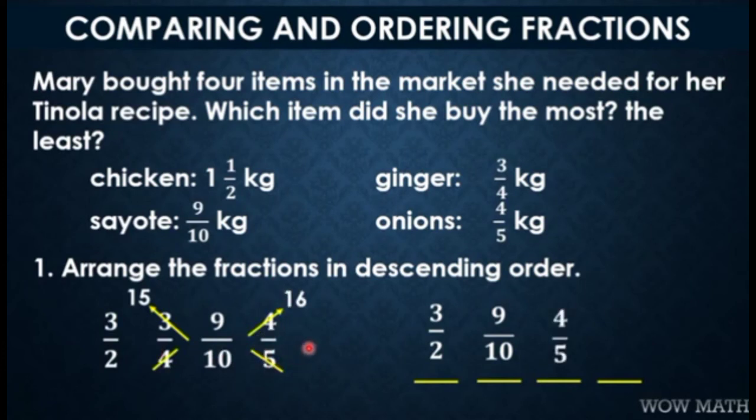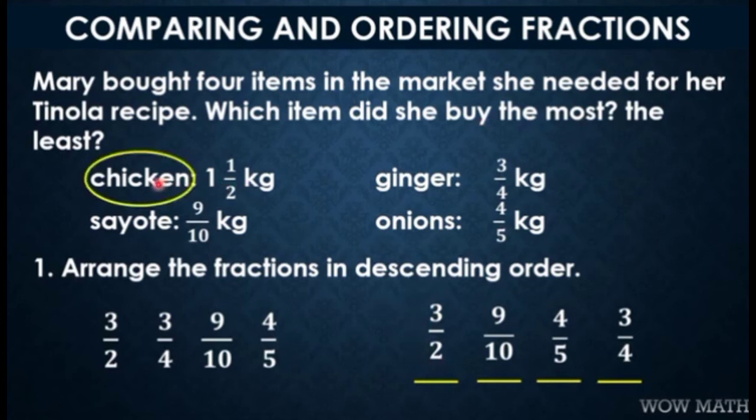4/5, so siya yung susunod. And then yung least natin, yung pinakamababa, that is 3/4. Alright, so let us go back to the question. Which item did she buy the most? So, ibig sabihin, 3 over 2, that is chicken. And which item did she buy the least? And that is ginger. That is only 3/4 kilogram.